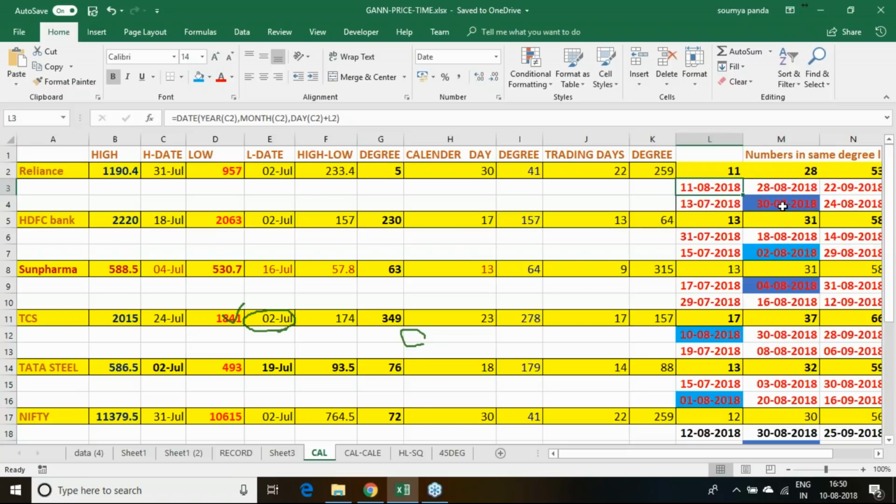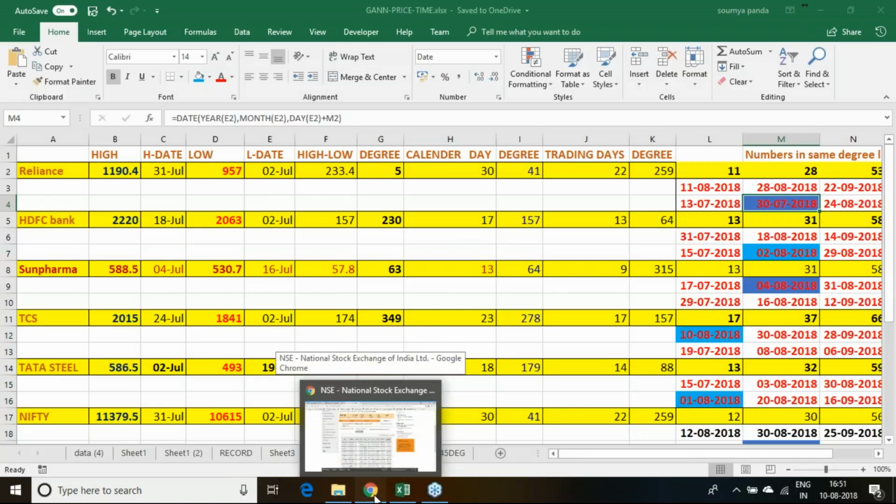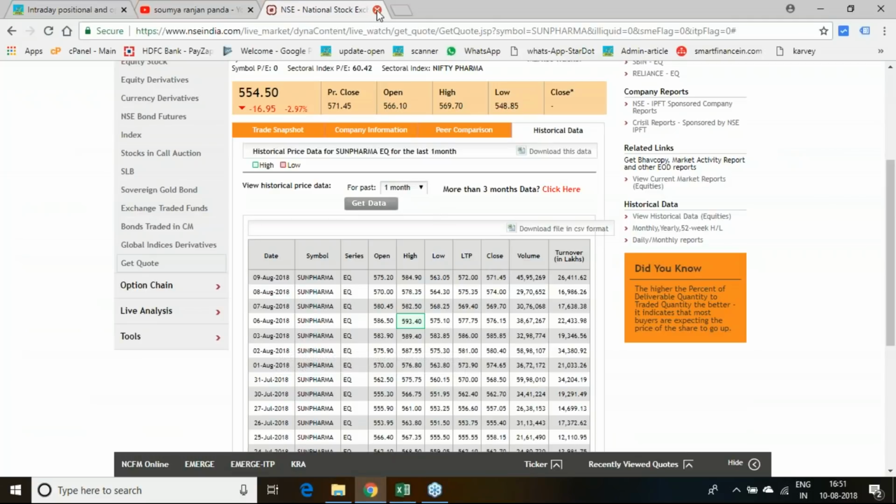30th July was also one of the highest price points of that. So as I told you, this particular principle gives you 60 to 65% accuracy on timing prediction, and it is one of the easiest principles of W.D. Gann which you can implement to find the most probable days when a trend change is expected.